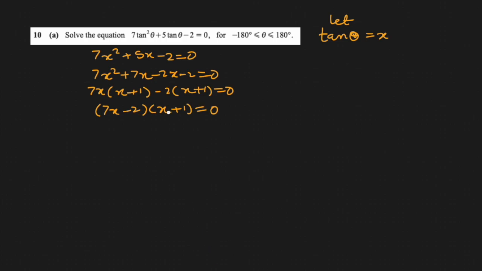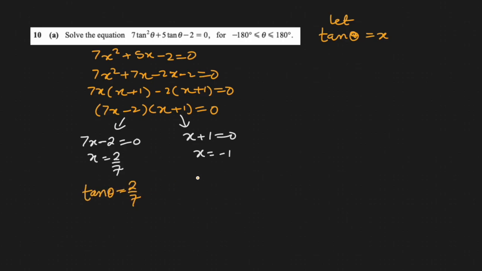So multiplication of two factors is equal to 0 if one of them is equal to 0. We don't know which one. So we'll equate both of them equal to 0 separately. So this is equal to 0. So this gives us x equal to 2 over 7. This gives us x equal to minus 1. And x was my assumption. Actually, it was tan theta. So tan theta equal to 2 over 7 positive. Tan theta equal to minus 1. This gives us two possible solutions.